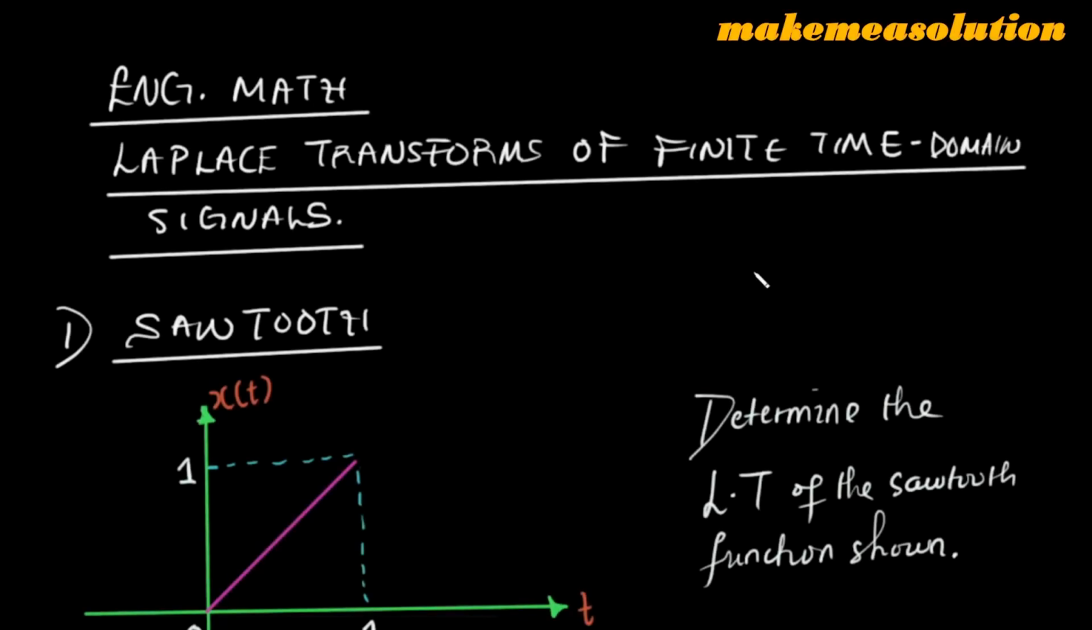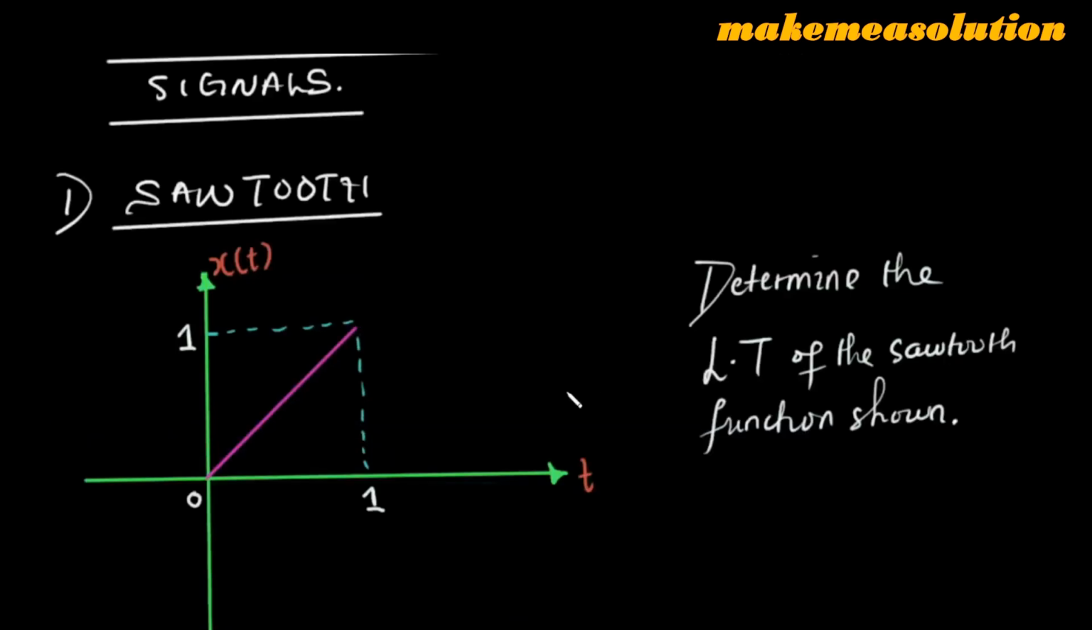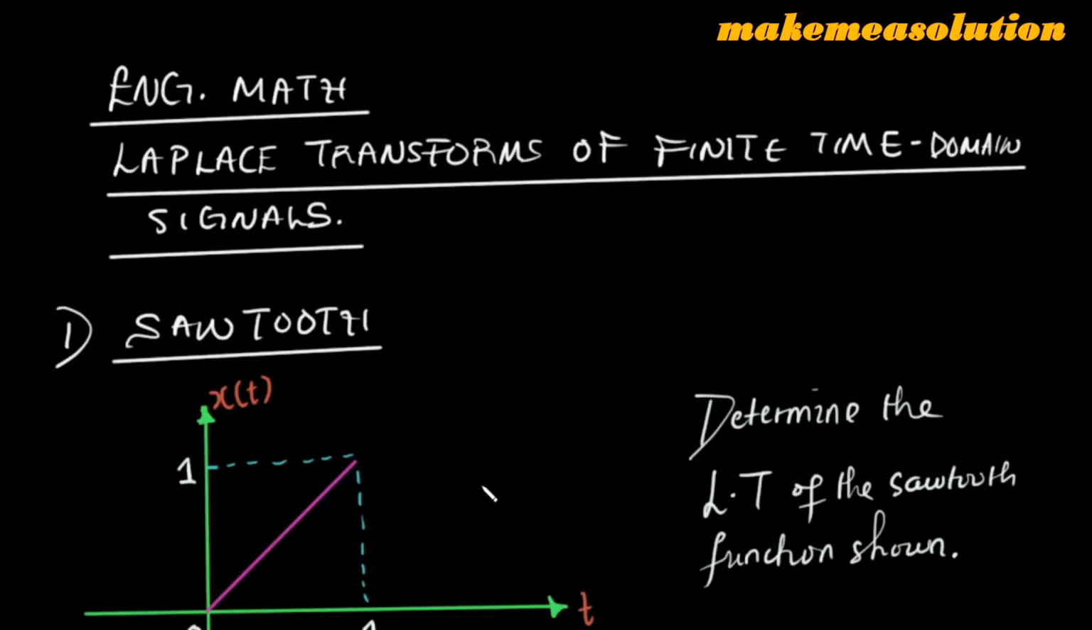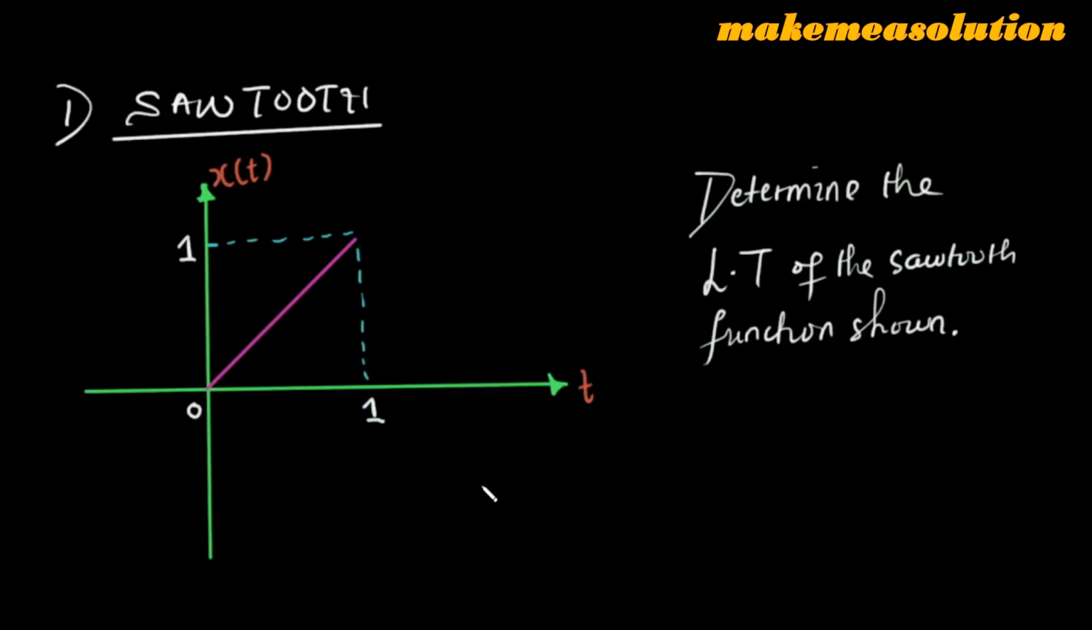Now we are going to learn how to find the Laplace transform of finite time domain signals. When I say finite time domain signals, I mean signals that are not defined across all time intervals from 0 to infinity. These are what I call piecewise signals. They are just defined in a certain portion of infinity. Like you can see that this ramp function or this sawtooth function is just defined for all time from 0 to 1. It is not defined from 1 down to infinity. So it is a finite time domain signal. We call it the sawtooth signal.